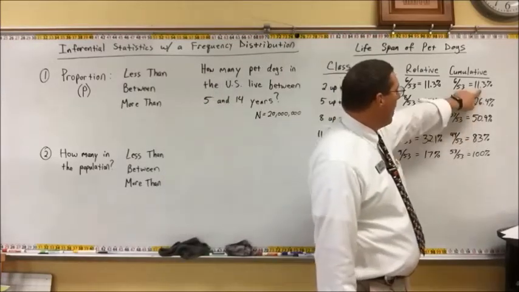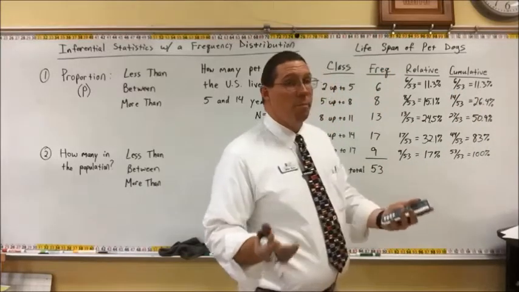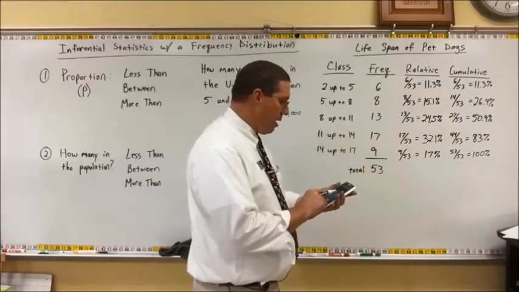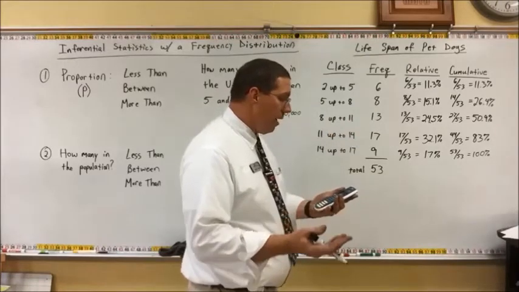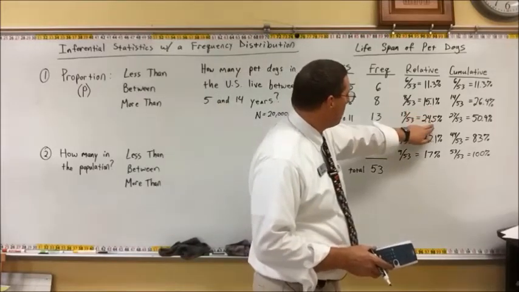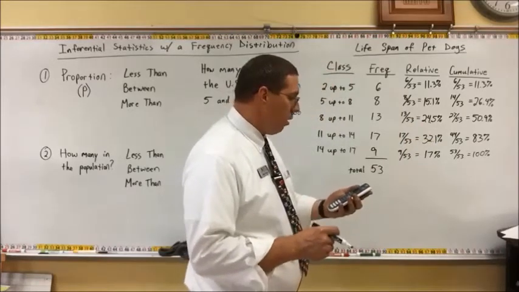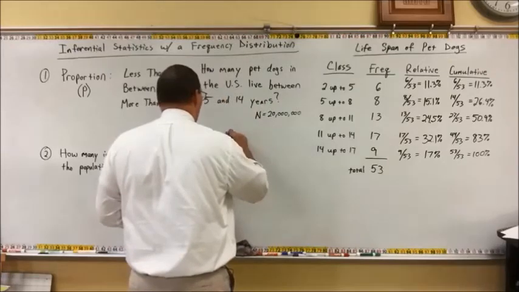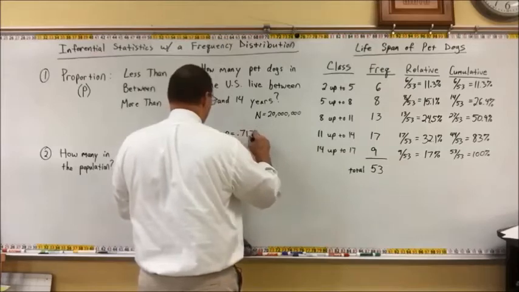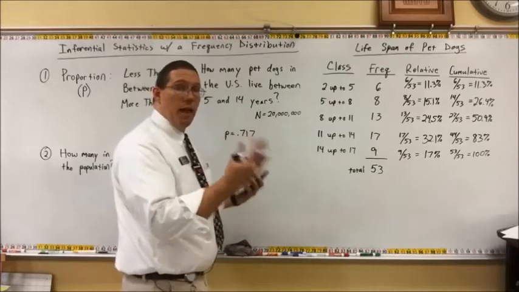So subtract that cumulative from this cumulative. So 83% minus 11.3% gives us 71.7%. And if we add it up, 8 plus 13 plus 17, that would be 38 divided by 53, again, 71.7%. Also, we could add up 15.1% plus 24.5% plus 32.1%, and you would get 71.7%. So our proportion, instead of a percent, I'm going to put it as 0.717.